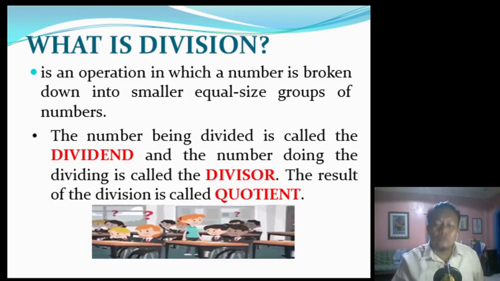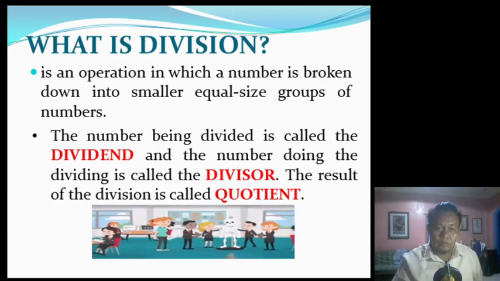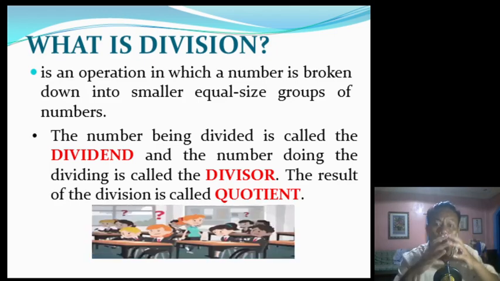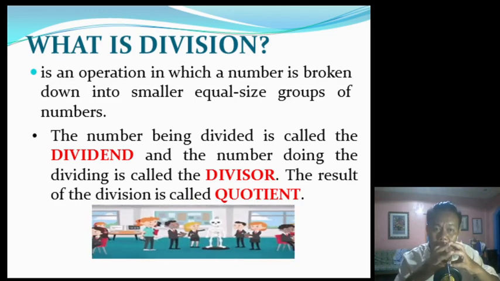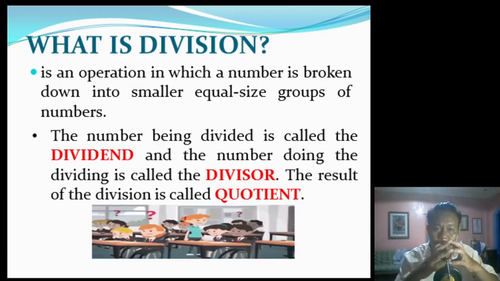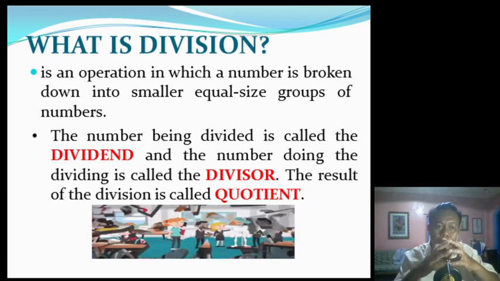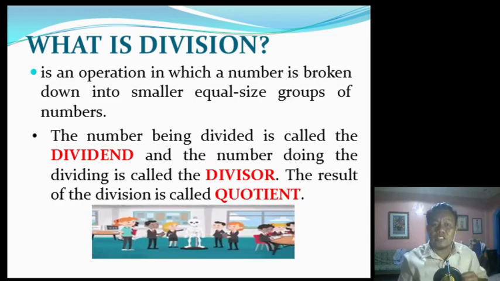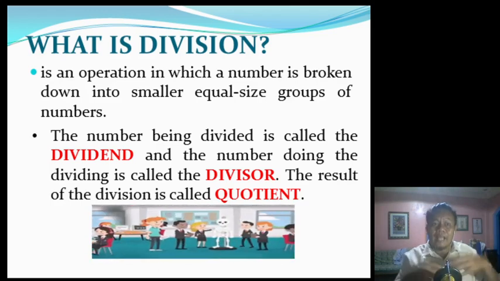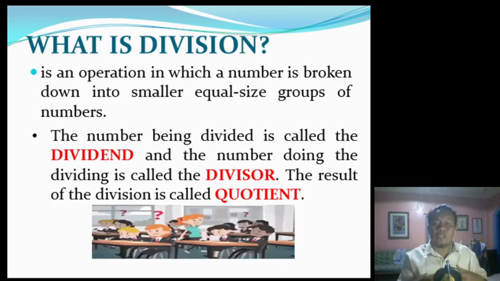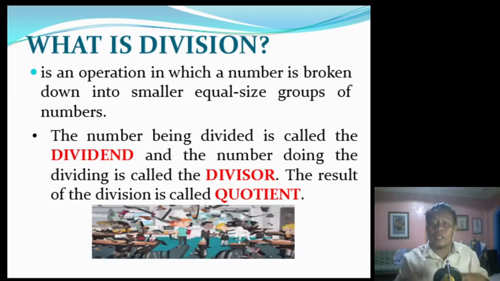That is the whole dividend. While the number doing the dividing is called the divisor. And the result of the division is called quotient. Remember that one.